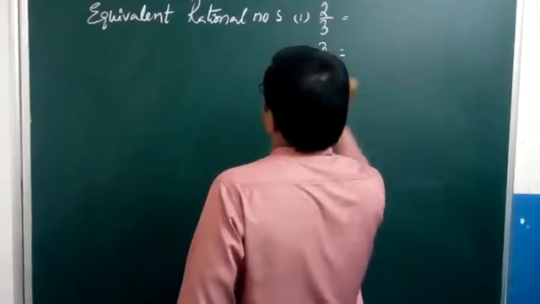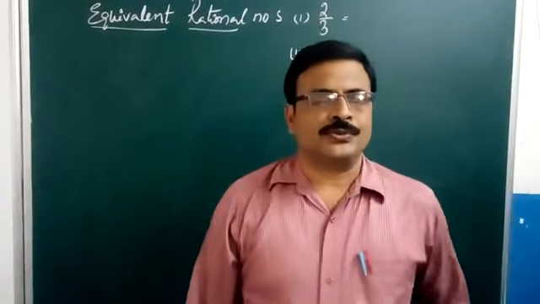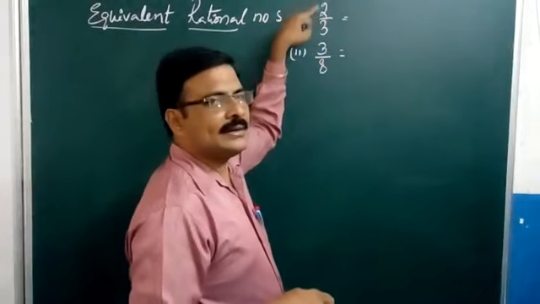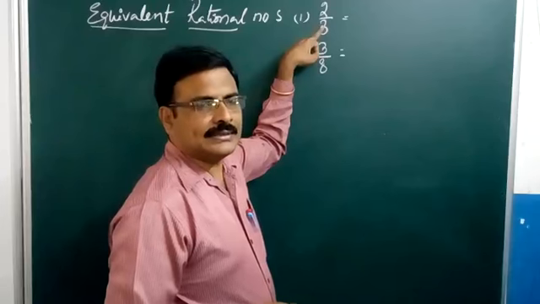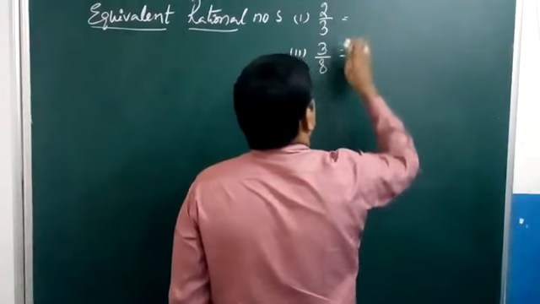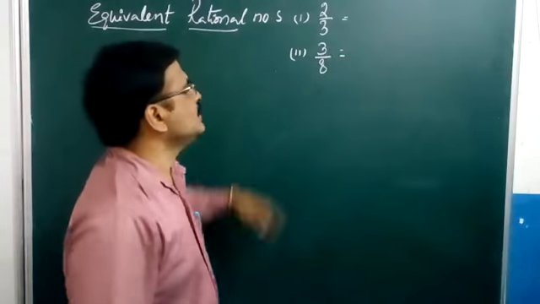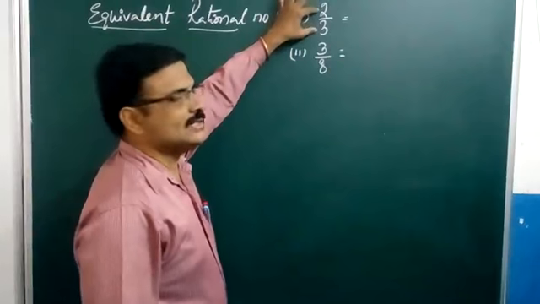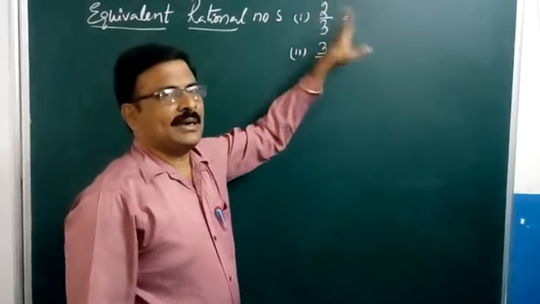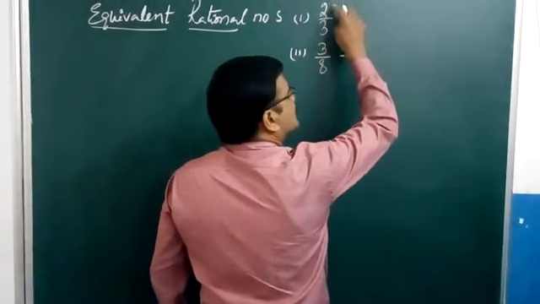So any rational number, in order to get the equivalent rational number, we can either multiply or divide the numerator and denominator of the given rational number with the same number. Since this is the simplest form of the rational number that is given to you, the least form, just go on multiplying. With the same number we will multiply both numerator and denominator.